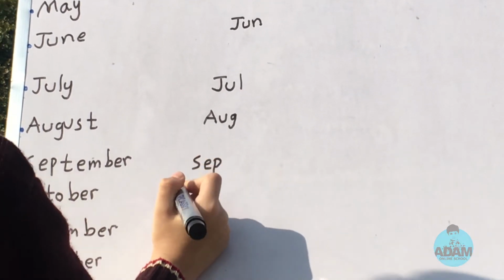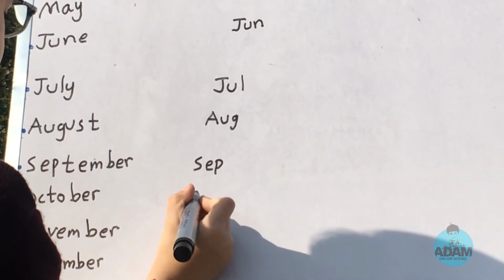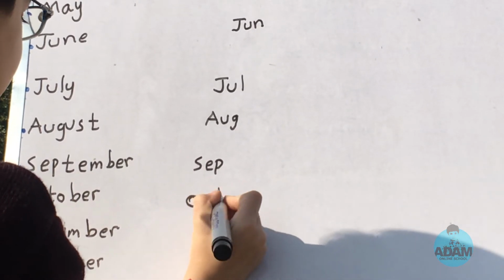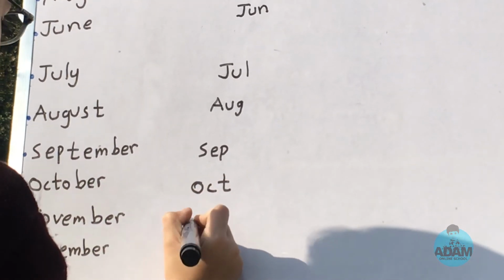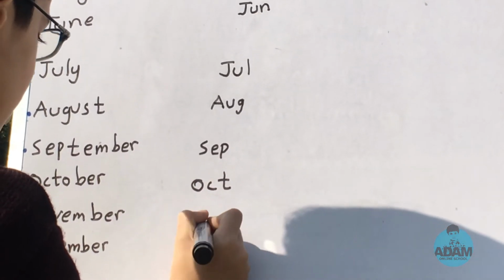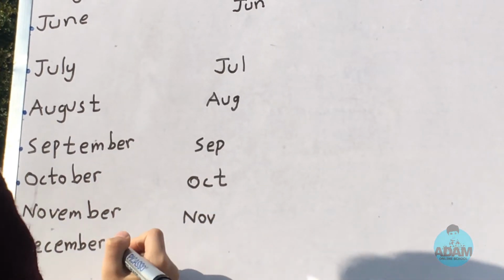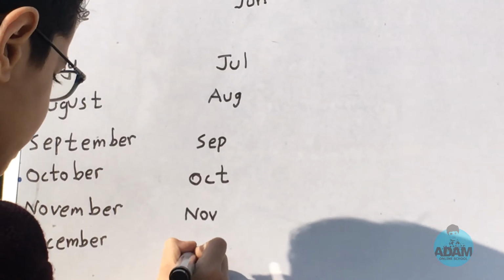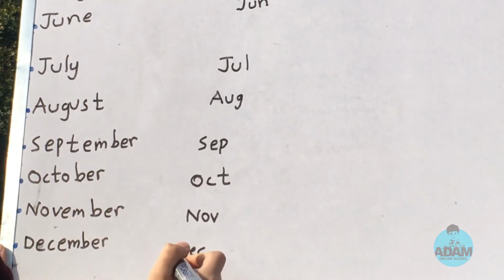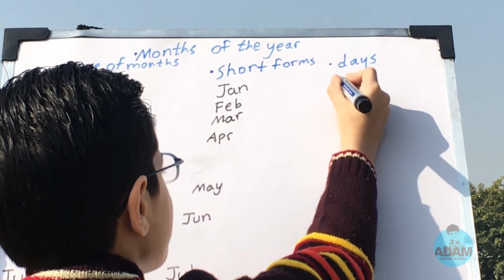SEP September, OCT October, NOV November, DEC December. Here are the numbers of days in the month.